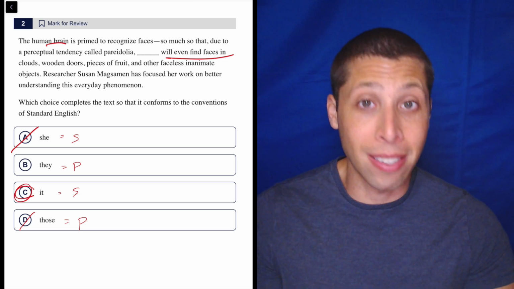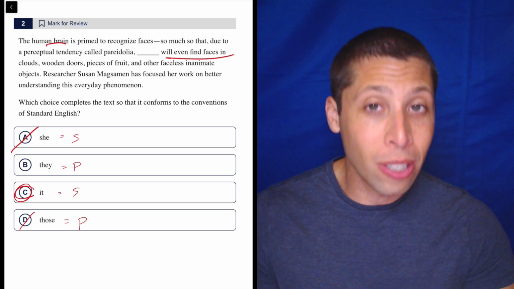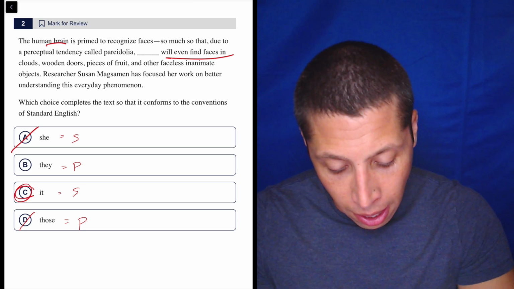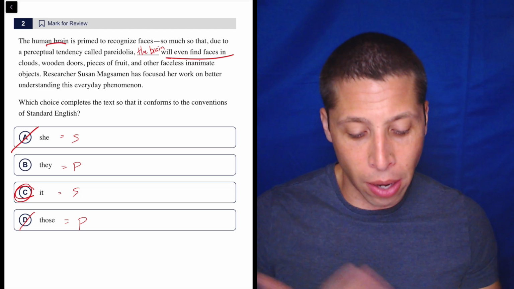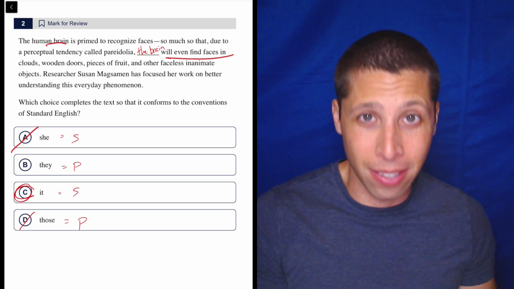So you've got to find it. There's going to be lots of nouns in the sentence. You've got to find the right one. But you can do what I did, right? Just substitute it in. The brain will even find faces in clouds, right? What else would it be? It's not the faces finding faces. It's the brain doing it.